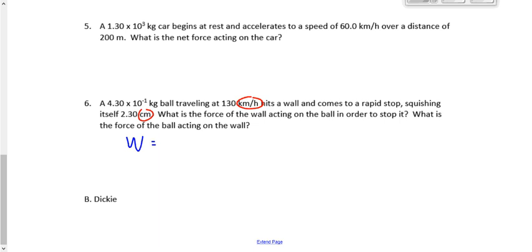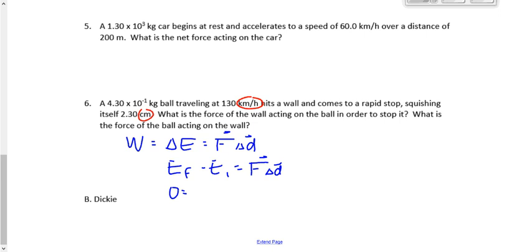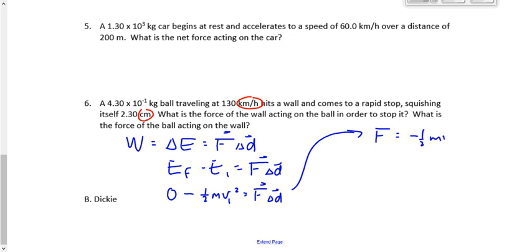Let's say that work is equal to delta E is equal to F times D. And let's say delta E is equal to EF minus EI is equal to F times D. And let's say EF is 0, because it stops, right? If it stops, then the final energy is 0. Now, what kind of energy does it have when it hits the wall? When it hits the wall, before it begins to stop, it has kinetic energy. So we're going to say 0 minus 1/2 mvi squared equals F times D. Now we're going to rearrange this to solve for force. We get F is equal to negative 1/2 mvi squared divided by delta D.